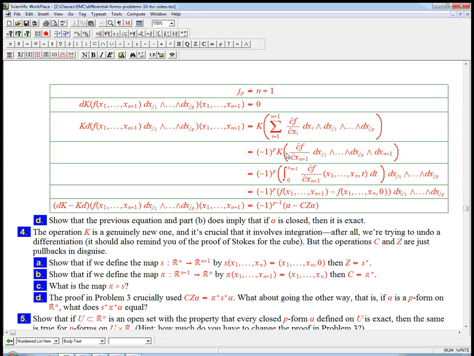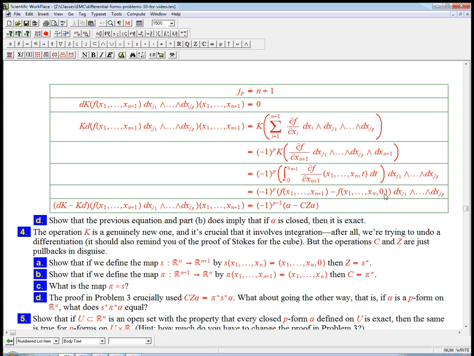Now, I'm going to actually act with k on this. Minus 1 to the p is still there, integral 0 to xn plus 1 of this partial derivative. Guess what? That's the other version of the fundamental theorem of calculus. And I get the difference between f evaluated where I really want it to be evaluated and f evaluated with xn plus 1 set to 0.